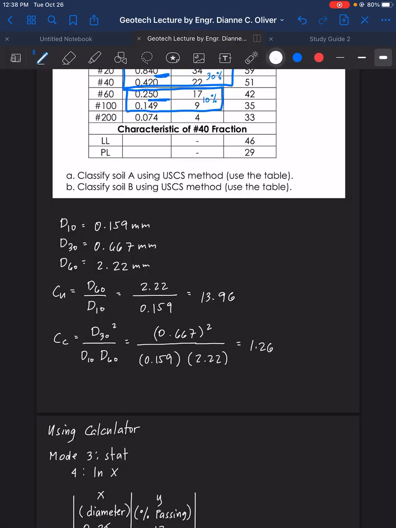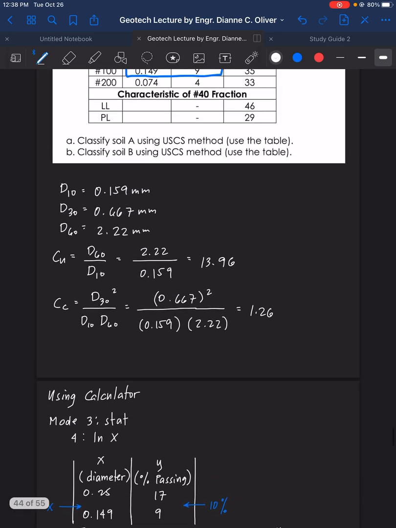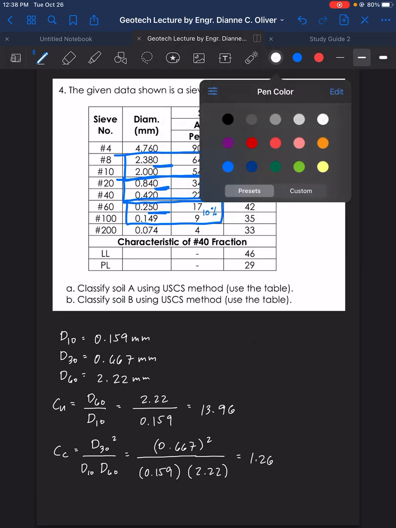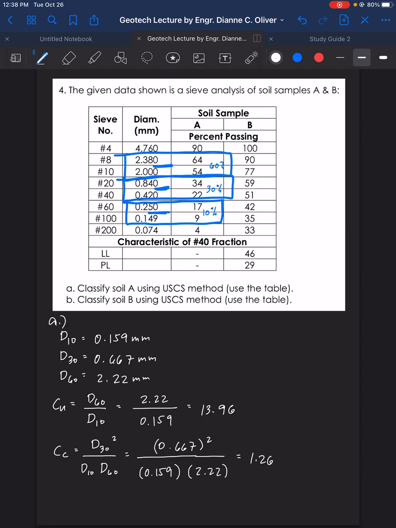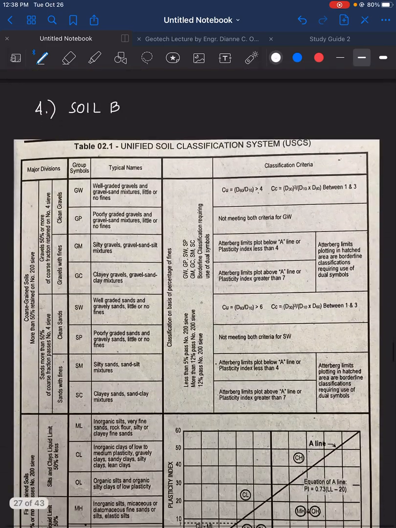So, let's put here, therefore, the soil, soil A, is SW. Okay, so that is for soil A. Now let's go to soil B. So this is letter A. Classify soil B using USCS method also. Okay, so using USCS method and using this table again.